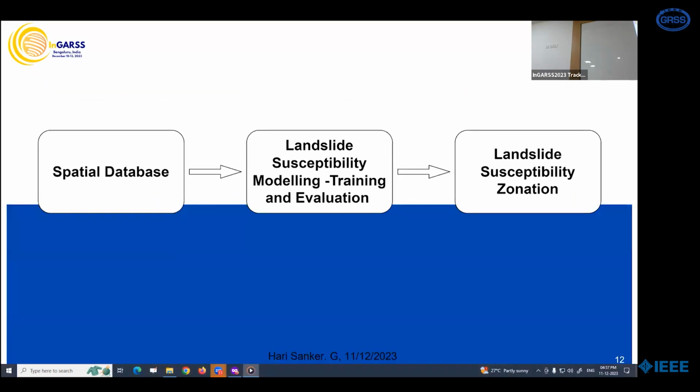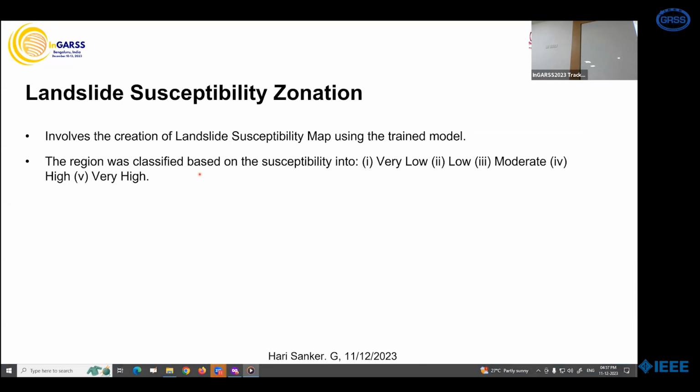The next step in the process is the creation of the susceptibility map, which was done, and the region was then classified based on its susceptibility into very low, low, moderate, high, and very high susceptibility classes.